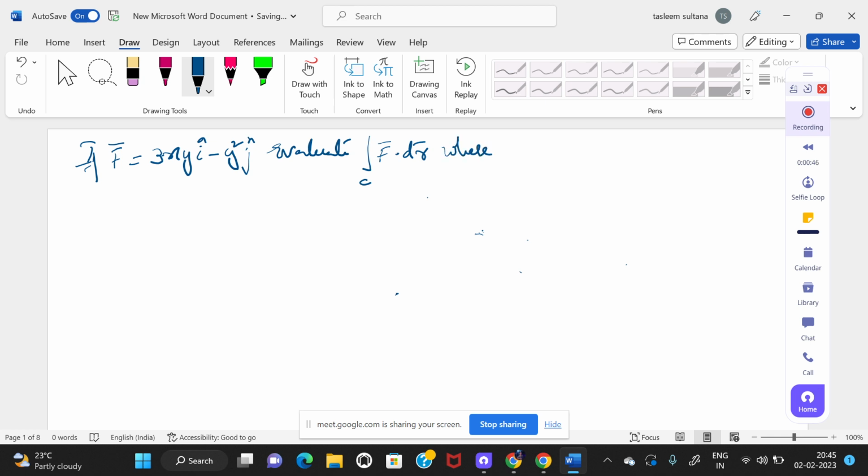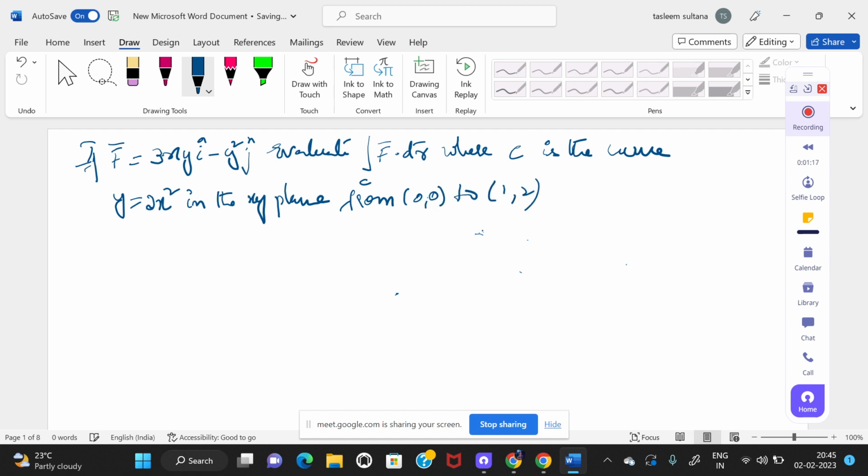where c is the curve y is equals to 2x square in the xy plane from 0 comma 0 to 1 comma 2. From 0 comma 0 to 1 comma 2 we have to do that line integration.